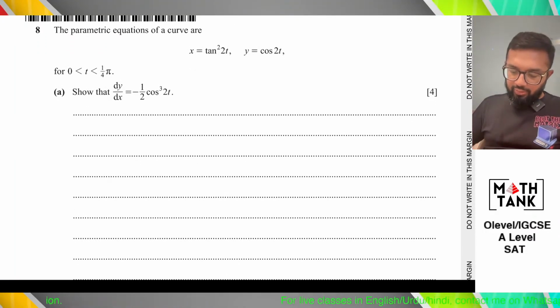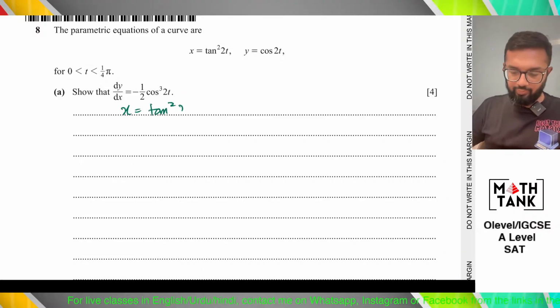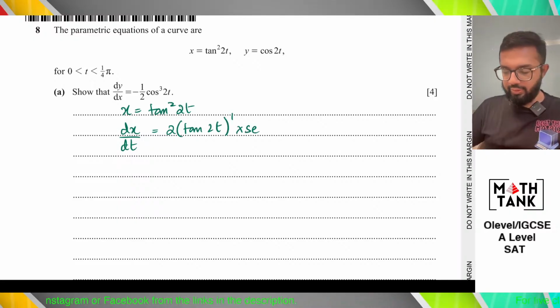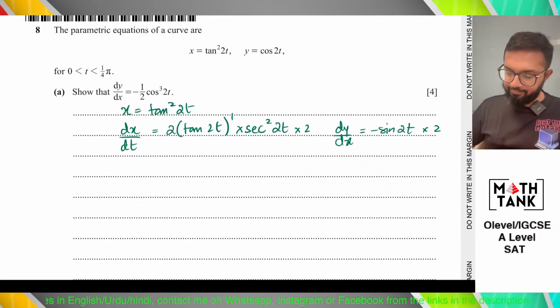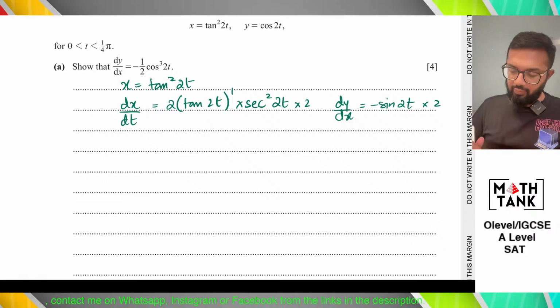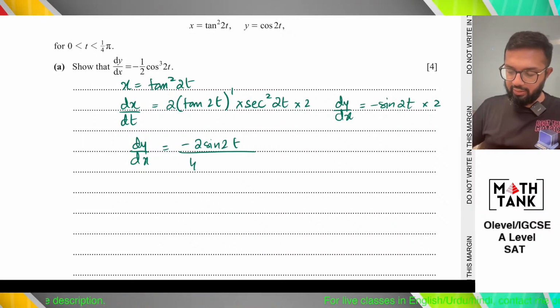Next is parametric equations. The first part is show that. Let's try to differentiate and show. dx over dt is 2 tan 2t to the power 1 into sec square 2t, and dy over dt is the differential of cos, which is minus sine 2t into 2. Okay, and this is also into 2. That's what I had forgotten. And dy by dx is then dy by dt divided by dx by dt.